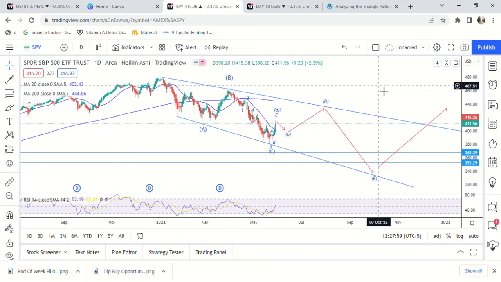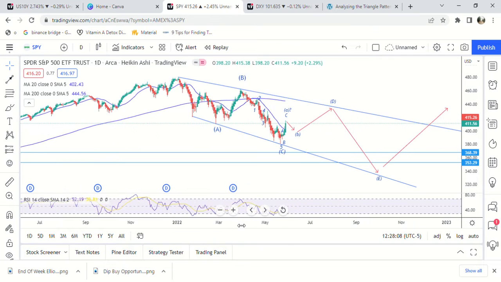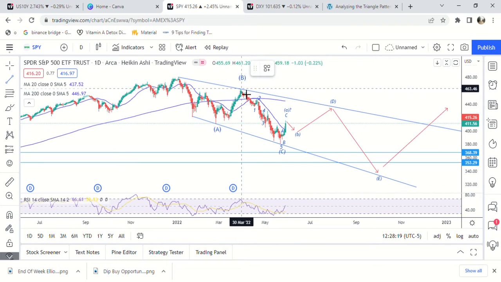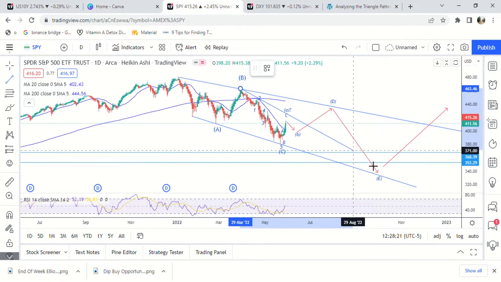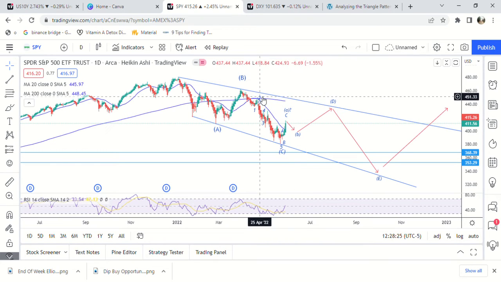All right, here is another scenario that could play out for the S&P. In the other video, I have it as a falling wedge, and I started the parallel line from here. In the previous video, we had it like this, like a falling wedge. This one is actually an expanding triangle.